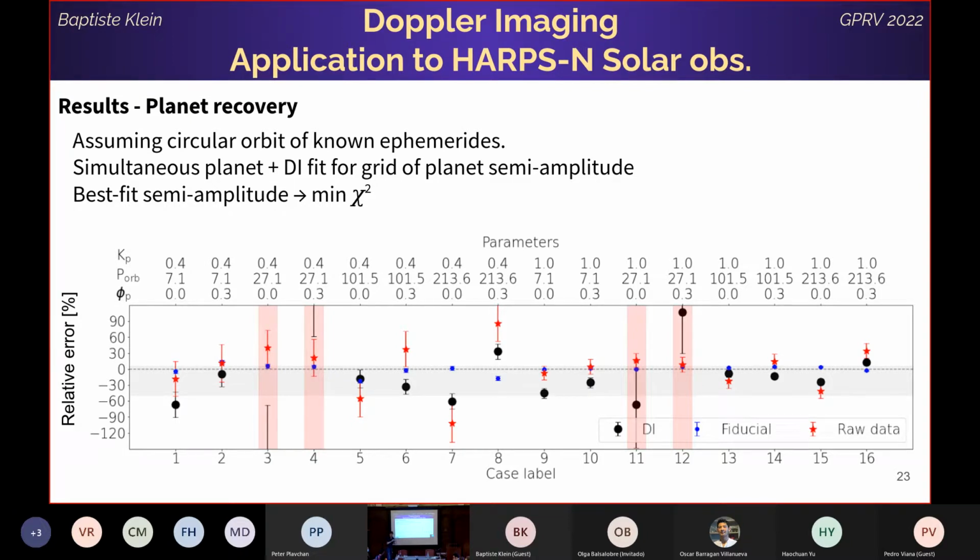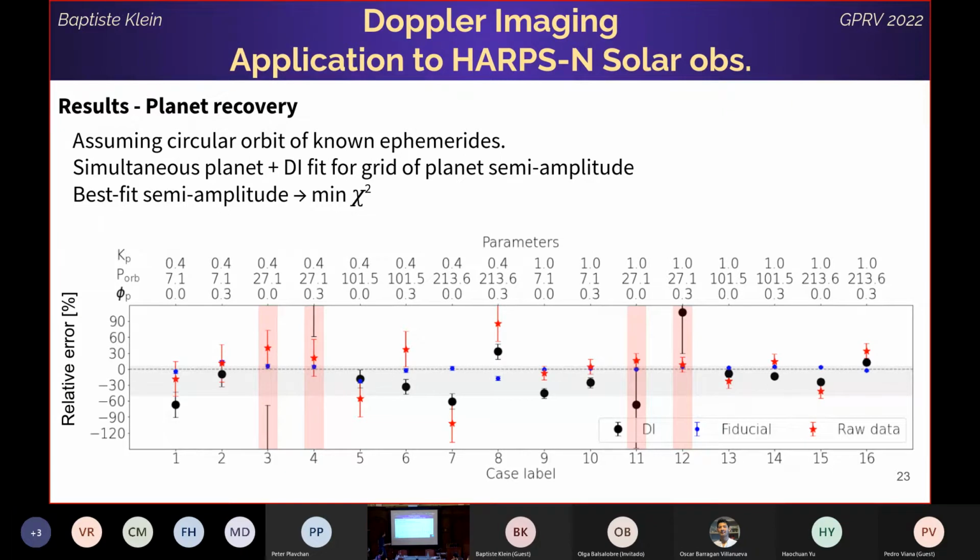You fix the amount of entropy of your reconstructions, so the only thing that varies is the chi-square. Then you have a grid of planet semi-amplitudes, and for each of these semi-amplitudes, you reconstruct your stellar surface. You have a chi-square distribution, and you just do chi-square statistics and estimate the planet parameters. Long story short, it works quite well, actually, because we're able to recover most of the time the planet semi-amplitude, assuming that we know the planet transit and we know the ephemerides.